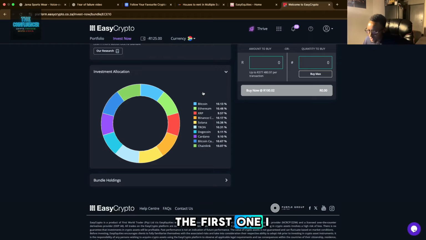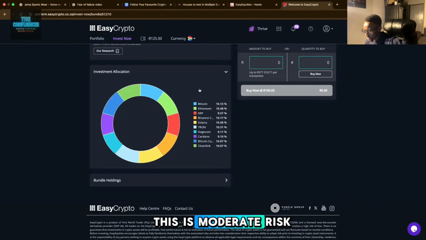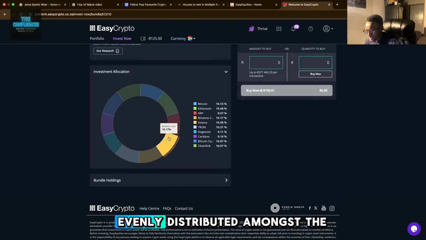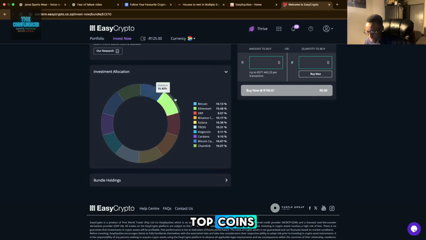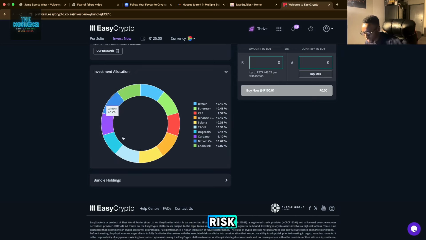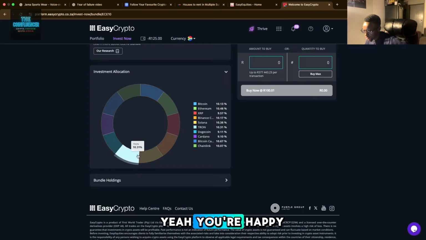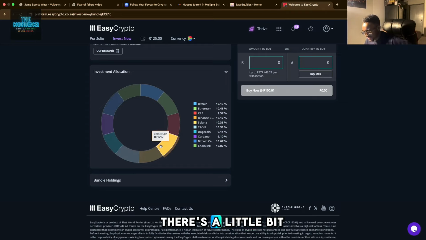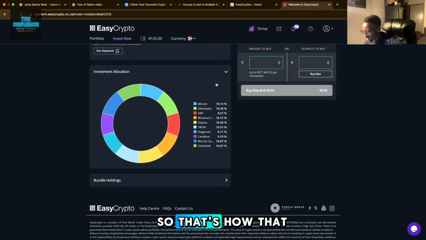So the first one, I would say it's like a moderate risk. So if you're someone who really does not like risk, you can go with that one. This one, no, that one is a conservative risk. This one is moderate. So this one is balanced, right? This is moderate risk. So as you can see, evenly distributed amongst the top coins. It's still the top coins, so it's not a high risk, but it's like moderate risk. If it goes up, you're happy. If it goes down, there's a little bit of panic. So that's how that one works.